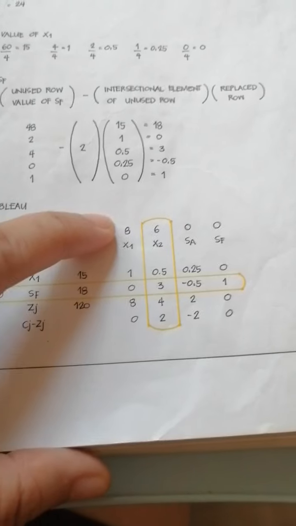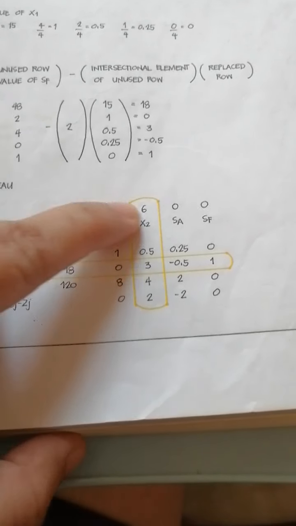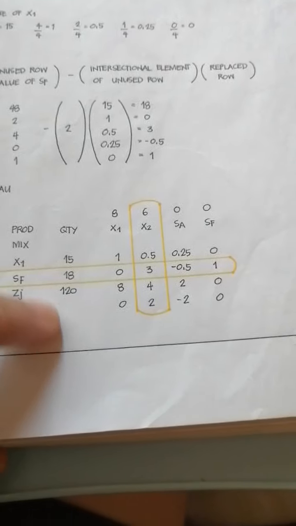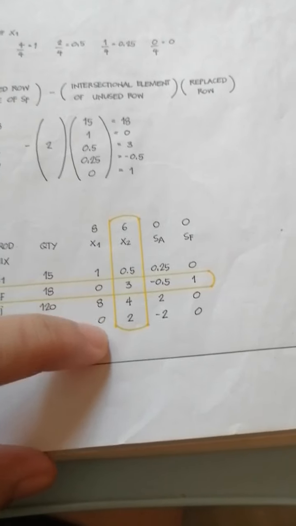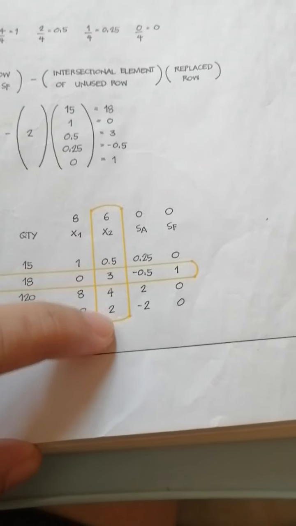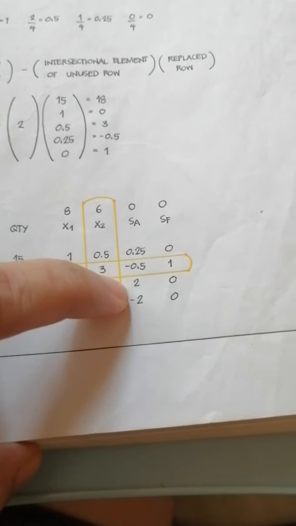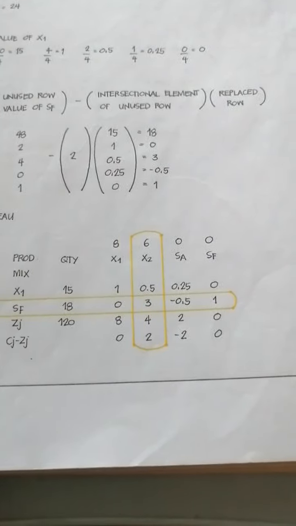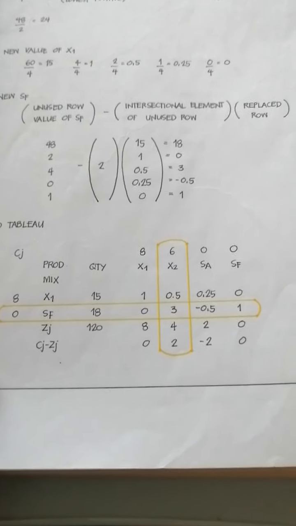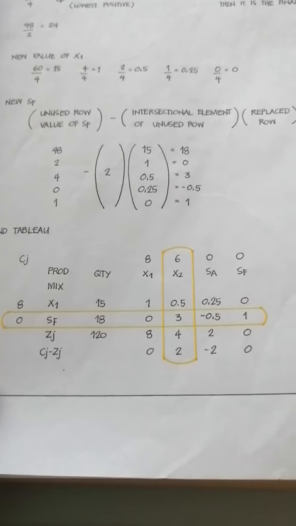Okay, so now we're going to subtract CJ, which is 8, 6, 0, and 0, minus the CJ value that we have computed. Okay, so we have 8 minus 8 is 0, 6 minus 4 is 2, 0 minus 2 is negative 2, and 0 minus 0 is 0. Okay, so you don't stop unless all the values of your CJ minus ZJ are 0 and negative. If it is 0 and negative, then you are already in the optimal tableau.